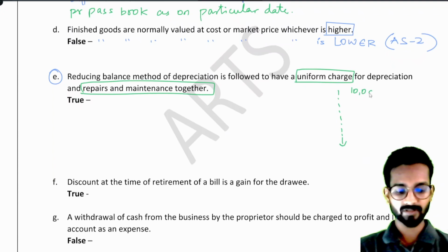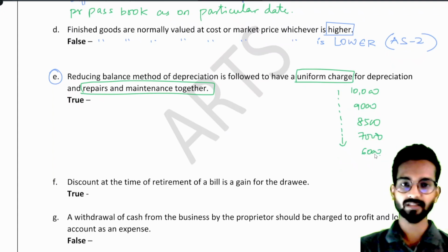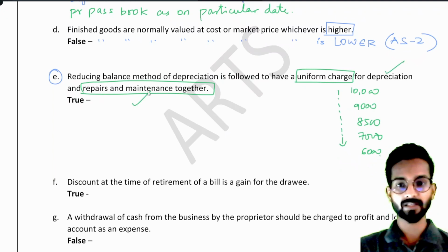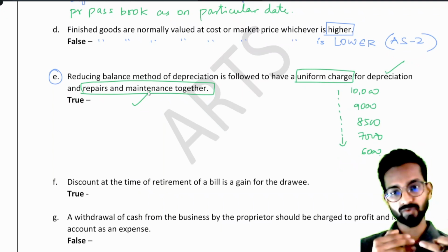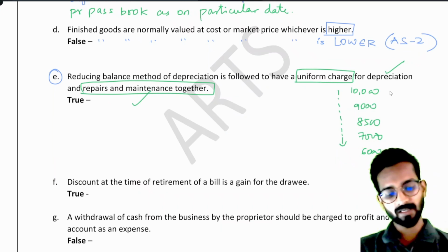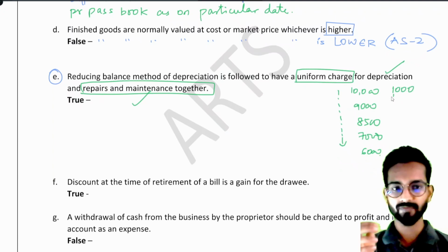Suppose depreciation were first 10,000, then it will be 9,000, then 8,500, then 7,000, and then in the next year it will be 6,000. Suppose we are taking these amounts for depreciation and repairs and maintenance together. Now assume that we have purchased a new machinery. You also know that in the first few years the money spent for repairs and maintenance will be very low. You can say around 1,000 rupees on the repairs for the first year.